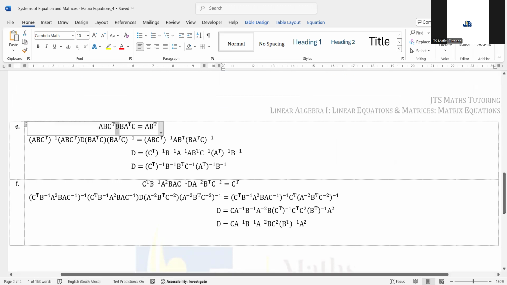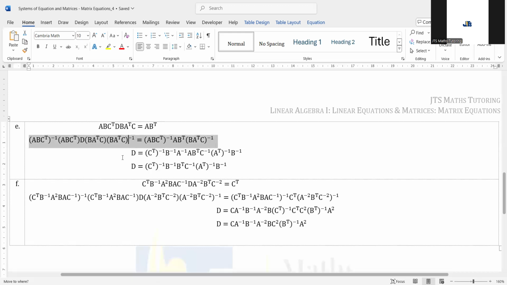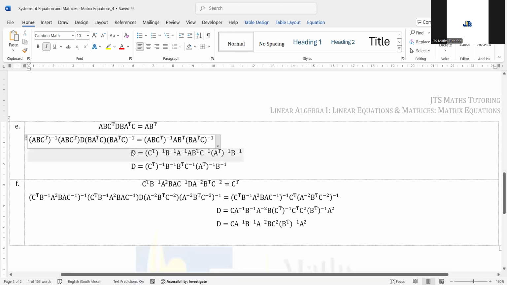I've got D right here. So I need to isolate D on this left-hand side. So all I'm simply going to do is multiply all this with the inverse of this entire expression here, and also multiply this with the inverse of this entire expression, which is exactly what you see me doing right here. And remember, since this is an equation, whatever I do on the left-hand side is exactly what I'm going to do on the right-hand side. Beautiful. By so doing, I've successfully managed to isolate my D.